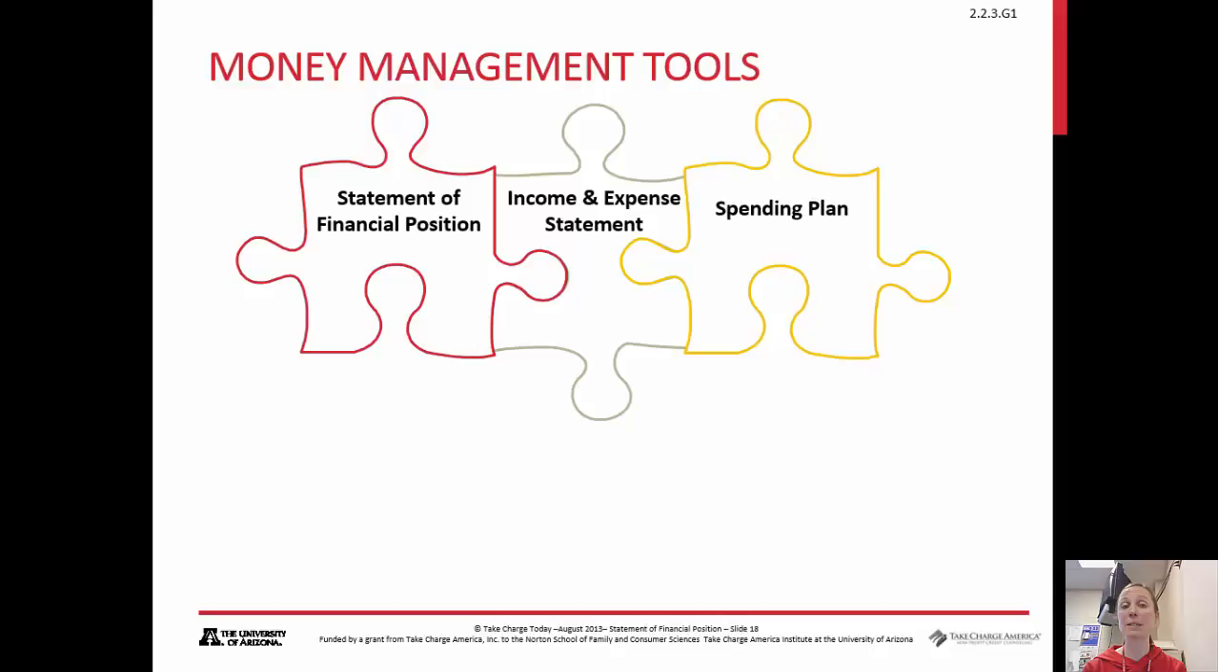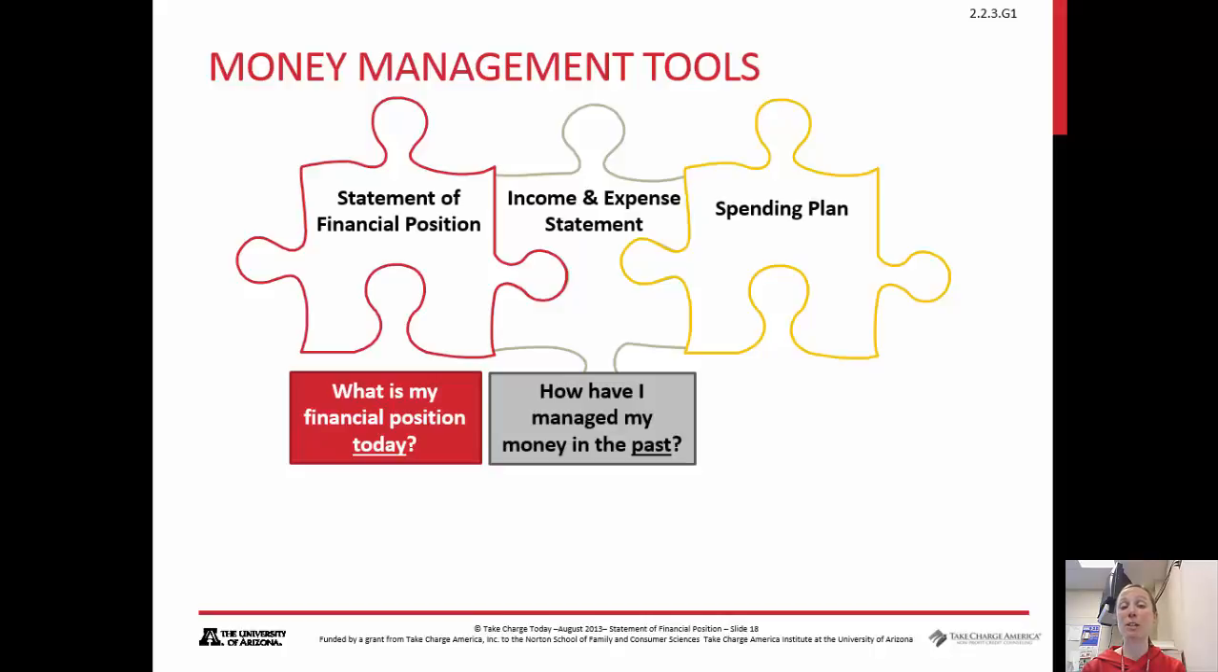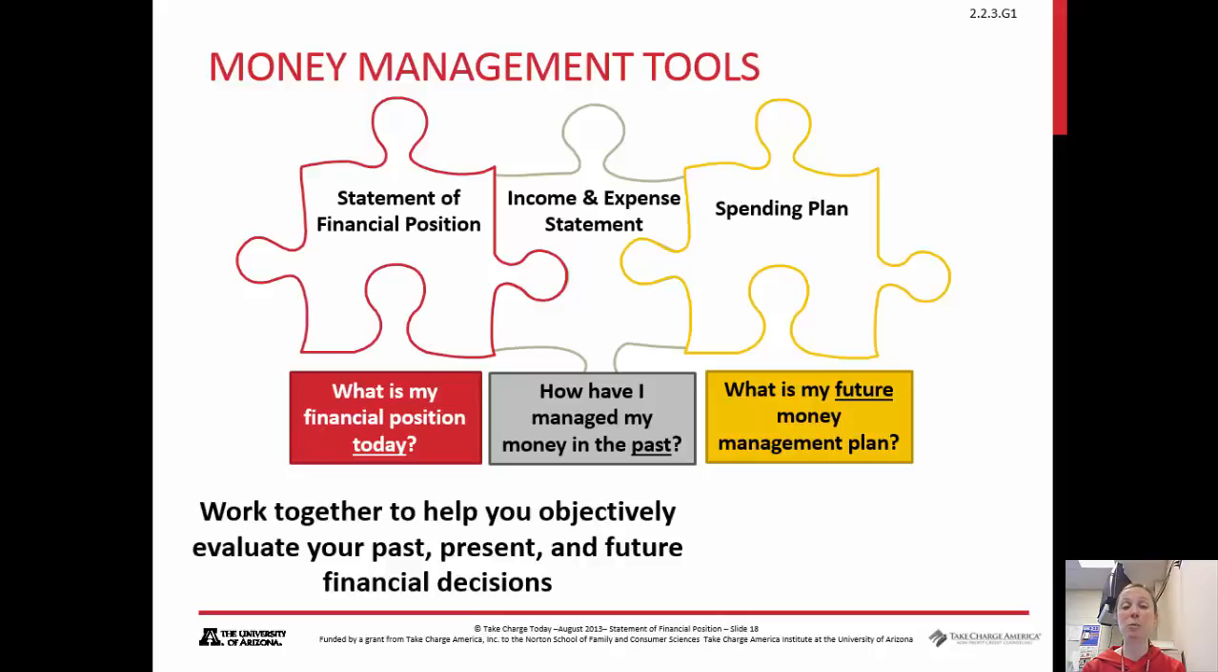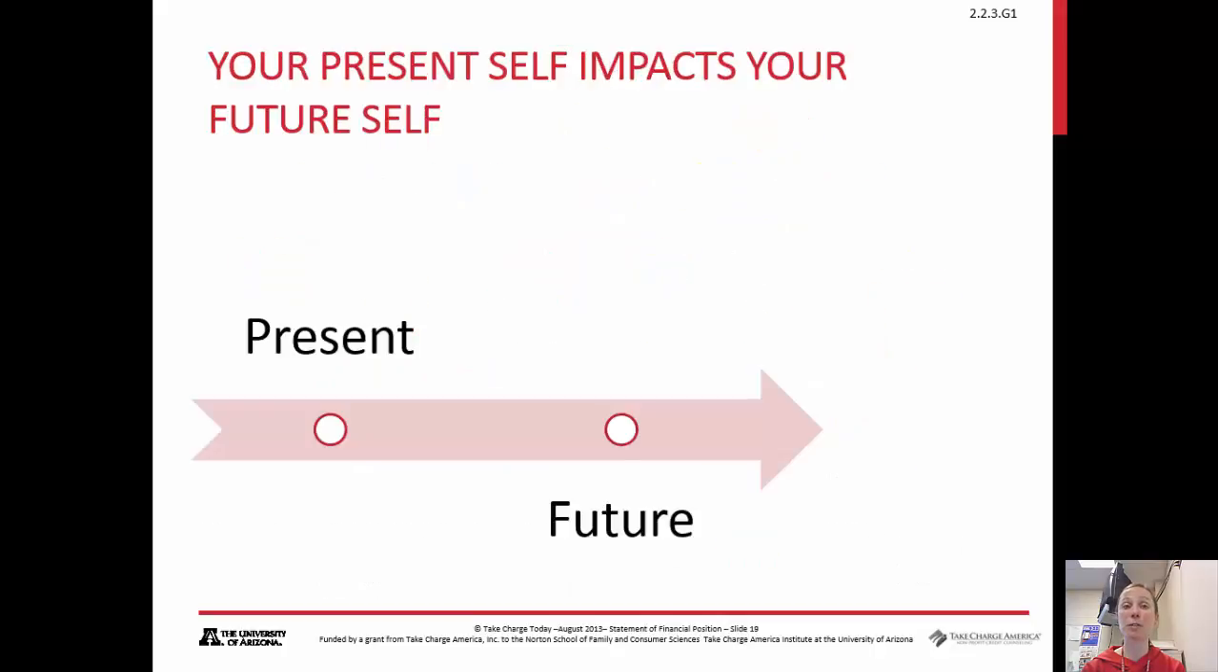The first piece of the puzzle is statement of financial position. Income and expense statement comes next, and then your spending plan. What is my position today? How have I managed my money in the past? And what is my future money management plan? Working together, they can help you make your financial decisions and reach your net worth.